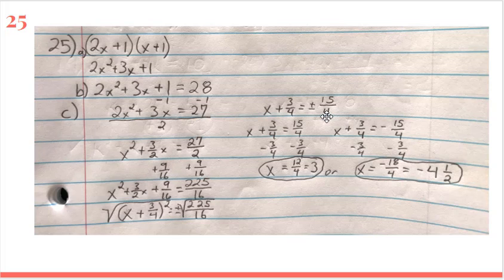Okay? So now everything's in fourths, so it'll be really easy to add. Here we have our binomial equaling positive, binomial equaling negative. Subtract 3/4 from both sides. Bam, bam, bam. Those are our answers.